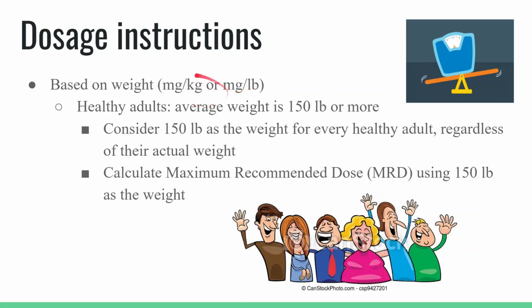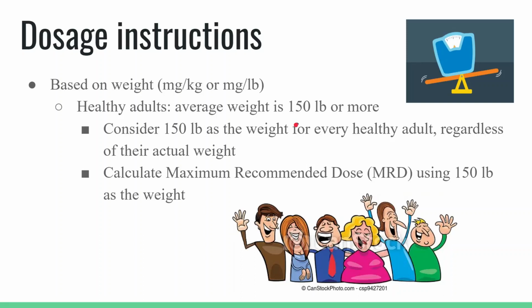Meaning some regions use kilogram, others use pound. But you're going to hear this a lot, this milligram per kilogram. Because as we said, we calculate it for every kilogram of the person's weight. Okay, this will allow us to give a better dose to the patient suited to their own body weight. Now, let's talk about instructions. For healthy adults, the average weight is either 150 pounds or more. 150 pounds, which is approximately 70 kilos. That's the average weight of a healthy adult.